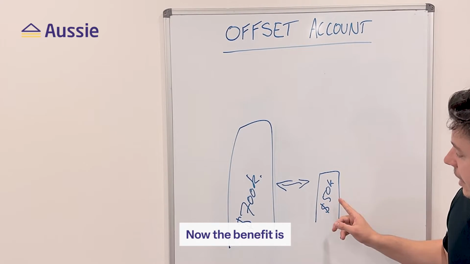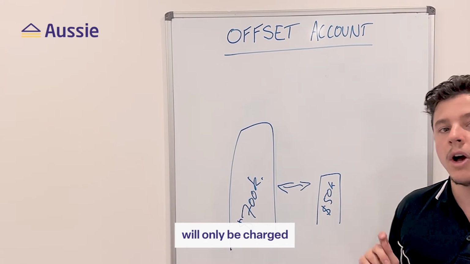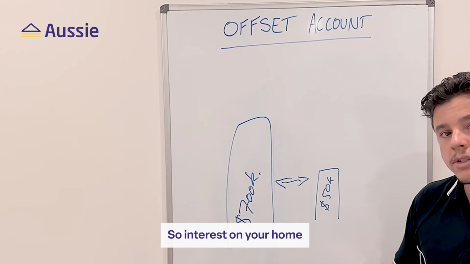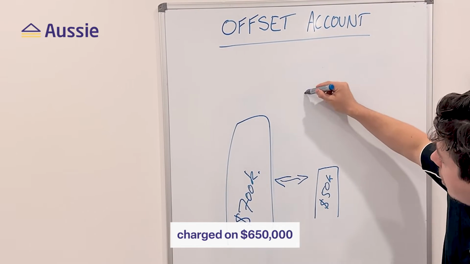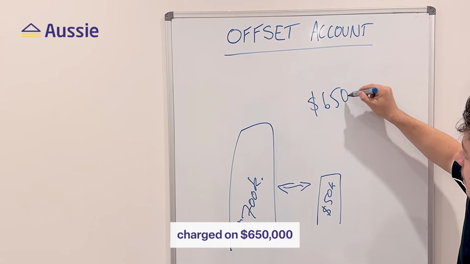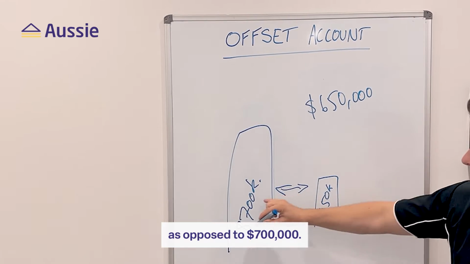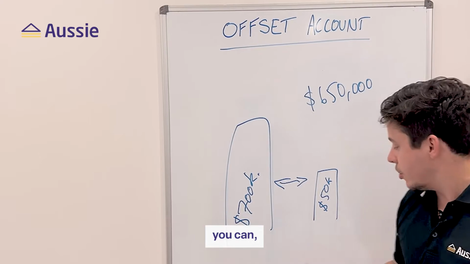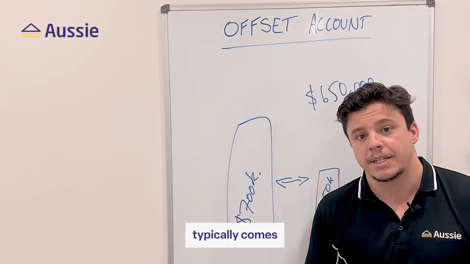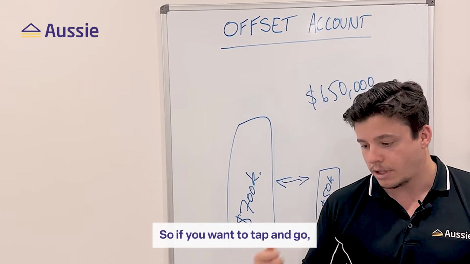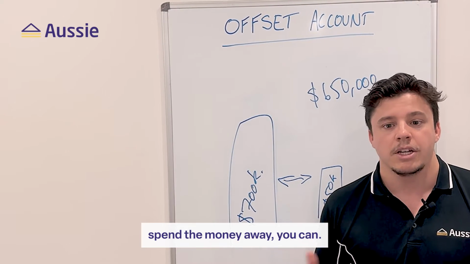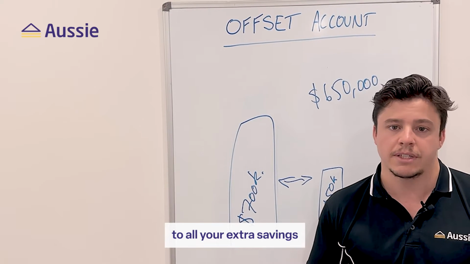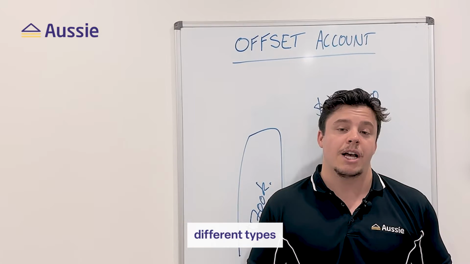Now, the benefit is that interest on your home loan will only be charged on the difference between these two accounts. So interest on your home loan will only be charged on $650,000 as opposed to $700,000. If you want to access any of that money, you can, because that offset account typically comes with an everyday debit card. So if you want to tap and go, spend the money away, you can. It just gives you a lot of flexibility with regards to all your extra savings and all the extra money that you have.